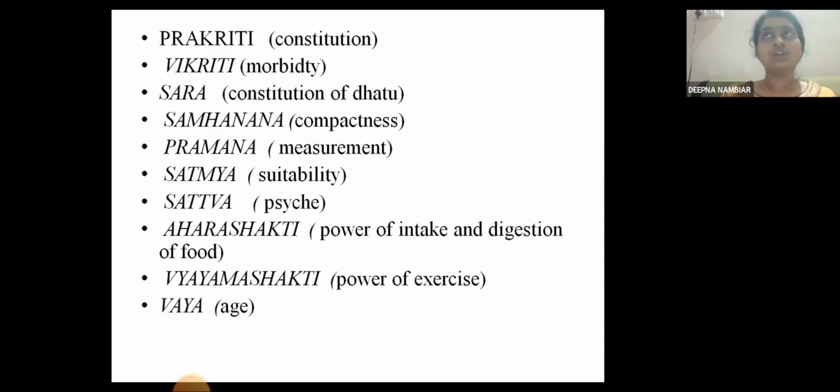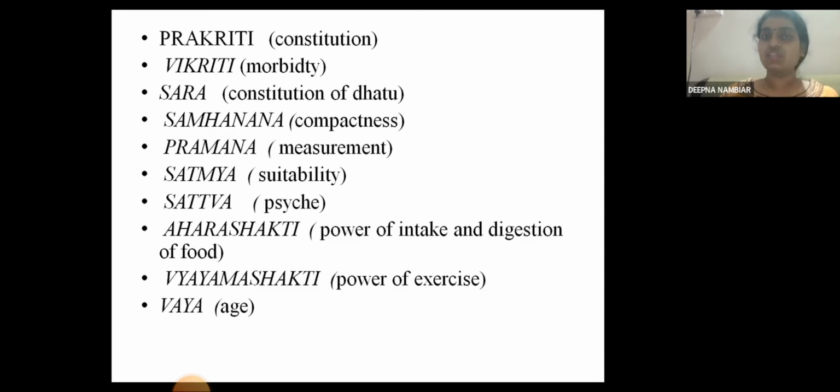As we all know, according to Charaka, by Anumana Pramana, Vyayama Shakti gives the idea of Bala. Bala is known through Vyayama Shakti. So Vyayama Shakti of a patient gives the idea about what is the Bala of the body of the patient. The innate Bala is assessed through Vyayama Shakti, and the different types of Bala are also explained by Acharya.